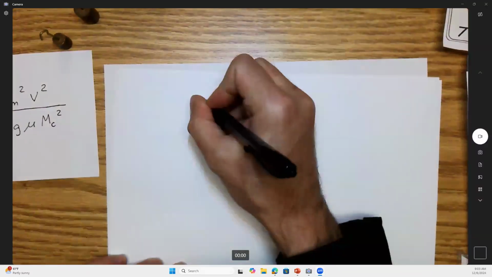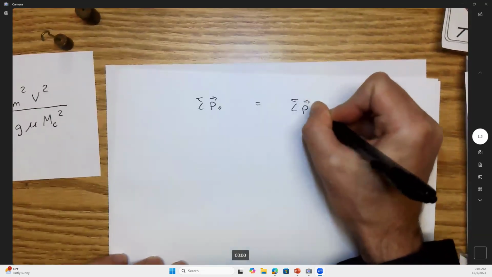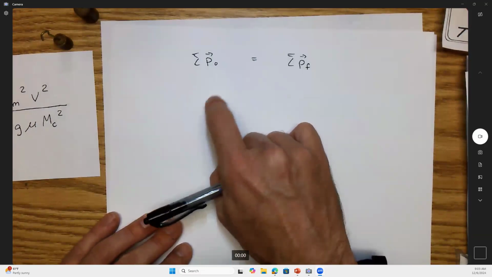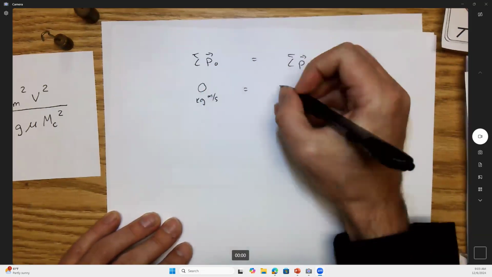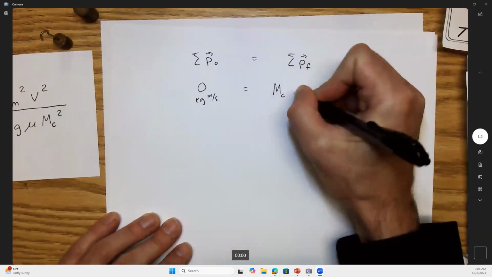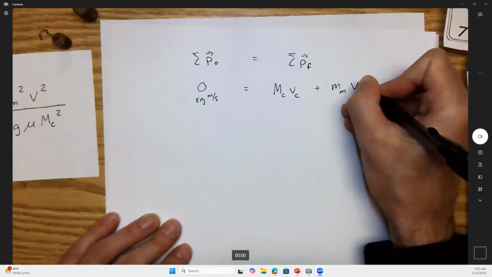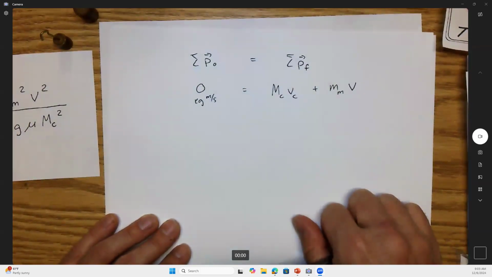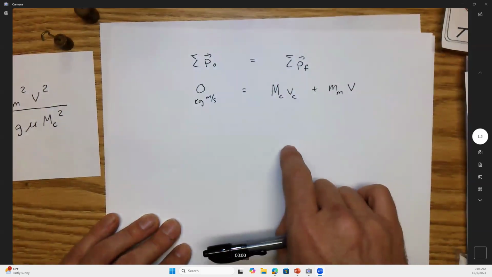Start with this. Sum of momentum before the explosion equals sum of momentum after the explosion, because this is a momentum type question, right? Guys, before the explosion, how much momentum was in the system? 0 kilogram meter per second. Okay. And then we have the mass of the cannon times the speed of the cannon one way, plus the mass of the marble times the velocity of the marble, which I'll just call V, going the other way. All right, is that true? Sure.